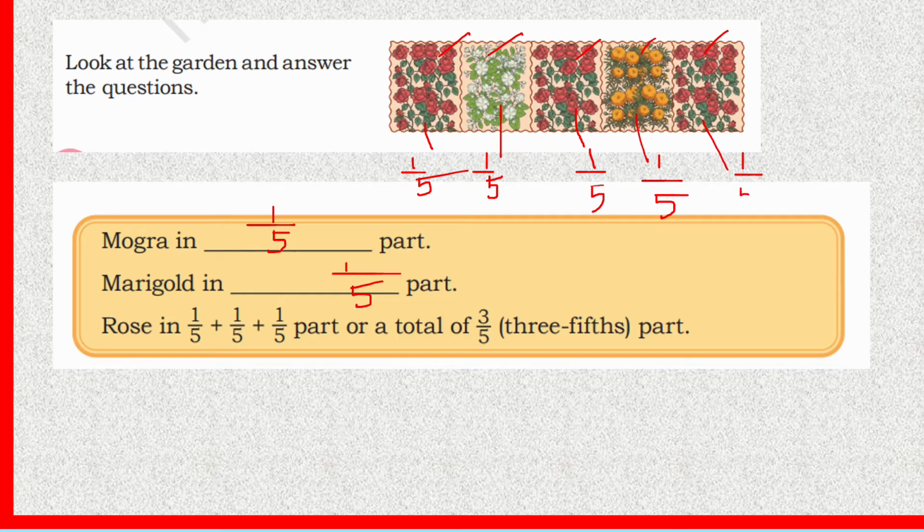So total 3 out of 5 parts contain roses. So 1 by 5 plus 1 by 5 plus 1 by 5, or a total of 3 by 5, or 3/5 part of the garden contains roses. So marigold 1 by 5 part, mogra 1 by 5 part. Then in the remaining 3 parts we have rose plants. So 3 by 5 part is rose plants.